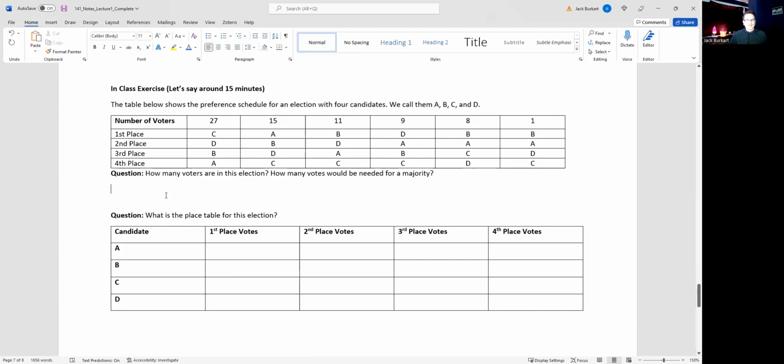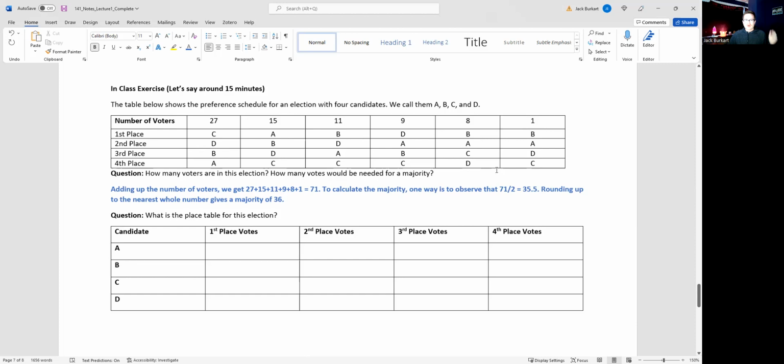All right, so now that we've unpaused, here's what we can do. If we want to find the number of voters, the nice thing about a preference schedule is that we can just add up all the voters in this top row right here. So if we do 27 plus 15 plus 11 plus 9 plus 8 plus 1, we get 71 total people. To calculate the majority, we just divide 71 by 2 and we get 35.5. 71 is an odd number, so we round up. And so that means that the majority is 36. It would require 36 votes to achieve a majority.